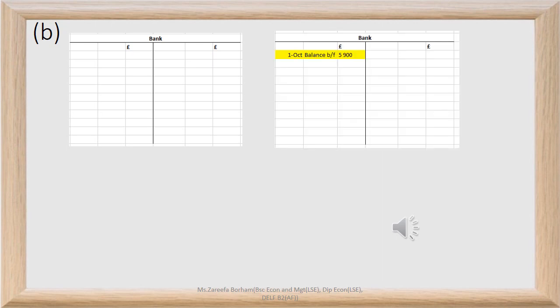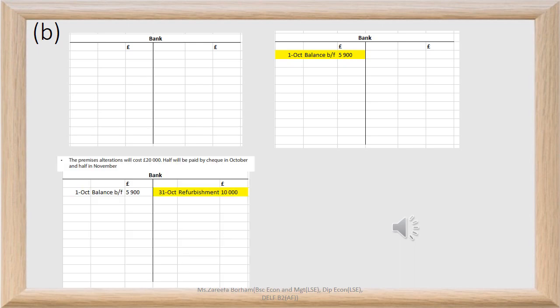Always ledger accounts should be started with the opening balance or balance BF. This figure should be searched for by reading through the question from the beginning. So, as stated in the balances, this figure is 5,900. The date will be the beginning of the month. Going through the question, the next piece of information on bank is the premises alterations cost, which is paid in half during October. Since there is no specific date given for the transaction, we should take the end of the month. The figure will be half of 20,000.